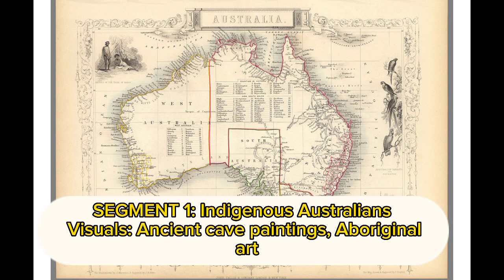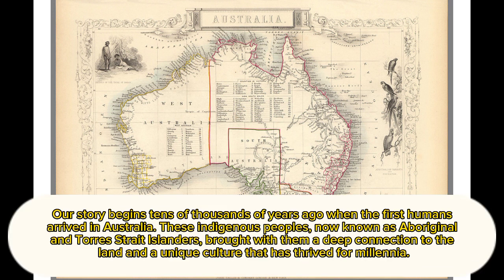Segment 1: Indigenous Australians. Visuals: ancient cave paintings, Aboriginal art. Our story begins tens of thousands of years ago, when the first humans arrived in Australia. These indigenous peoples, now known as Aboriginal and Torres Strait Islanders, brought with them a deep connection to the land and a unique culture that has thrived for millennia.